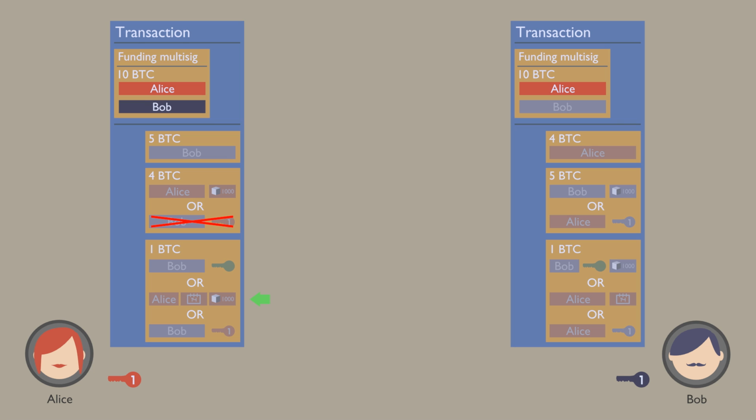Since Bob doesn't know Alice's secret key, he can't take the Bitcoin immediately. Let's see what happens if Bob decides to broadcast his transaction. Alice will get her 4 bitcoins immediately. Since Alice doesn't know Bob's secret key, Bob will get his 5 bitcoins after 1000 blocks.